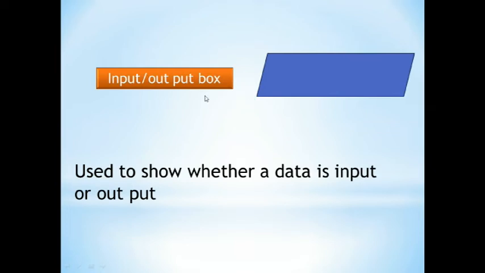And next is the input or output box. The input or output box is represented by a parallelogram and it is used to show whether data is input or output. If you want to read anything from the user, we use this input box, and also if you want to display anything, that is also represented by this parallelogram. So this is known as the input or output box.